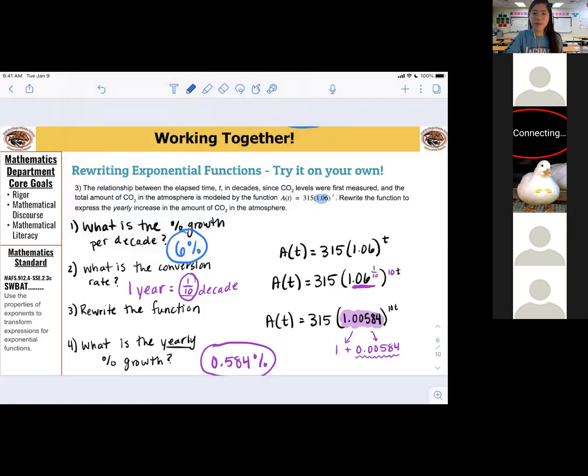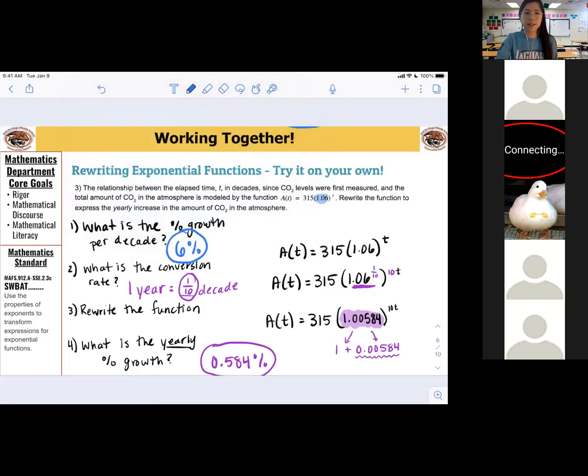Questions on any of these numbers? If you got something different and you're not sure why, make sure you ask me. Does anybody have any questions?